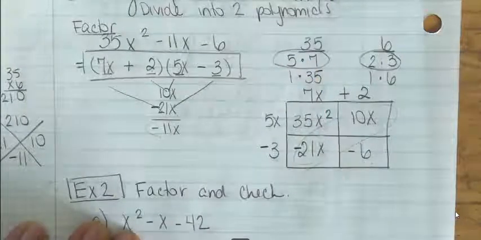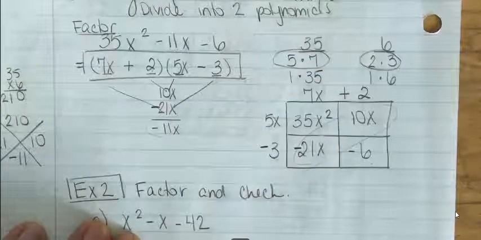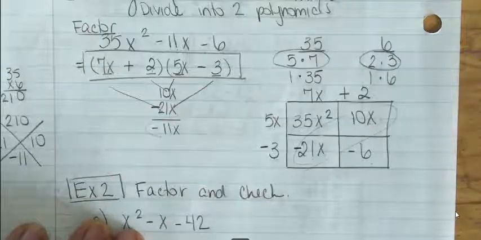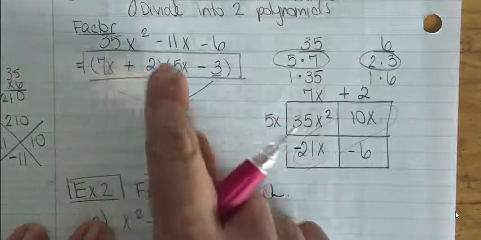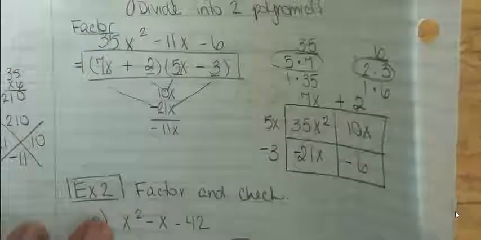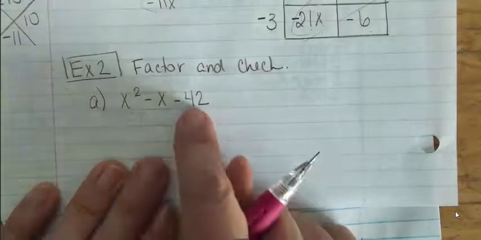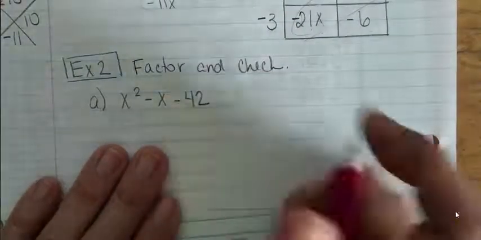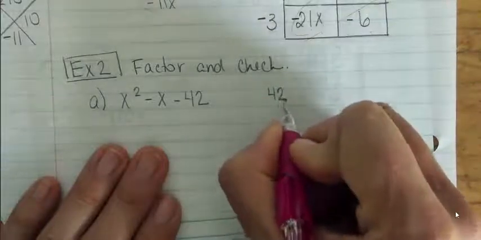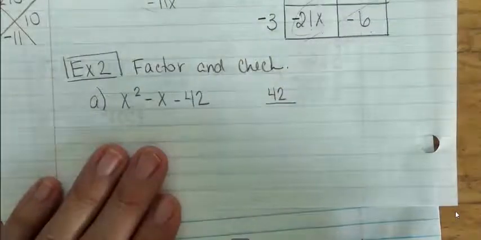Here, the factors of my first term are just 1 and 1. So it's pretty simple. Basically it's just going to be x times x. So I don't have to worry about like the 7 and the 5, which makes life a little easier because all I'm thinking about is 42. I'm looking for factors of 42 that when I add or subtract them, I'll get 1.